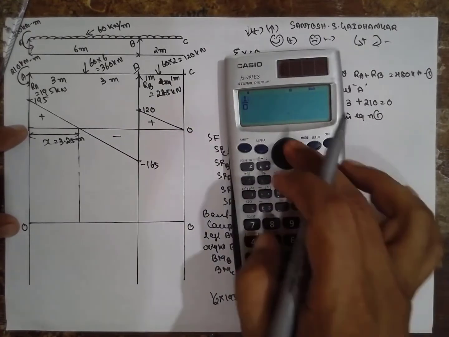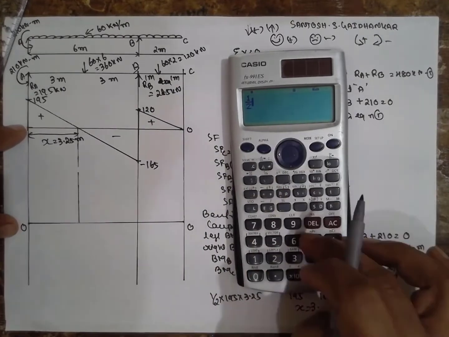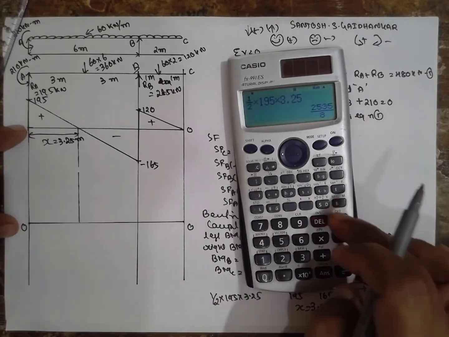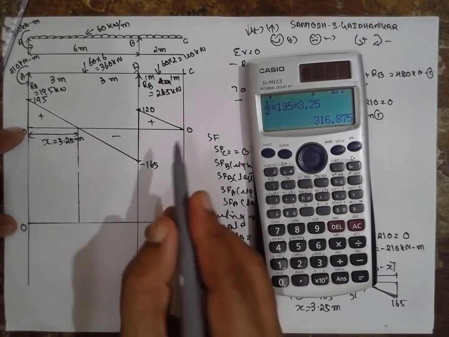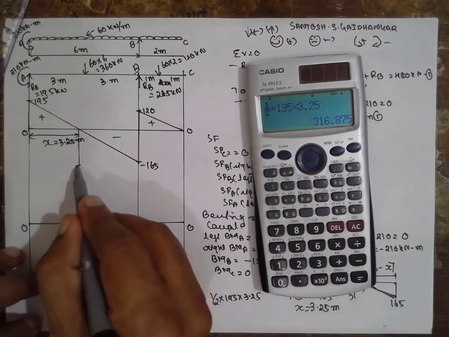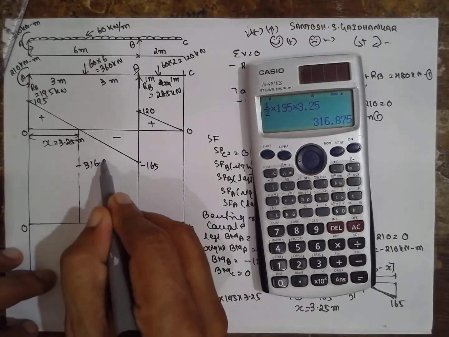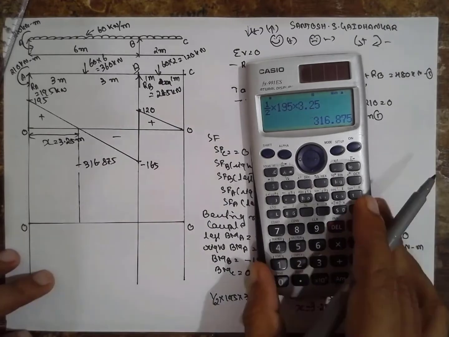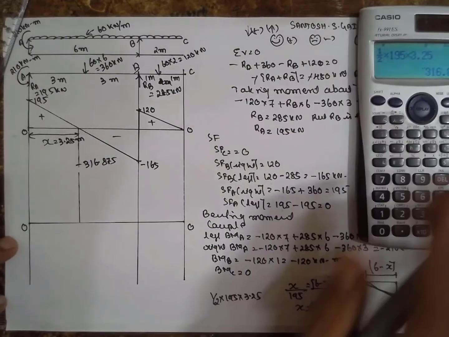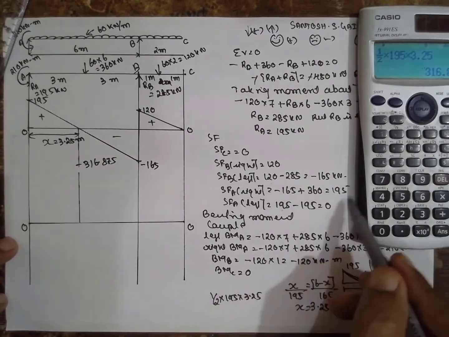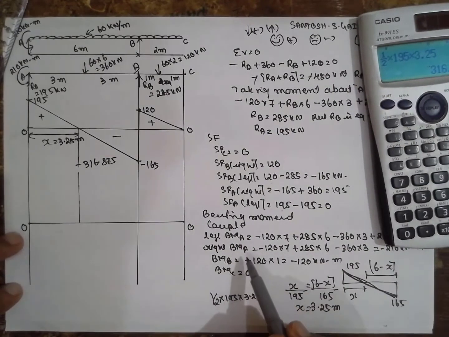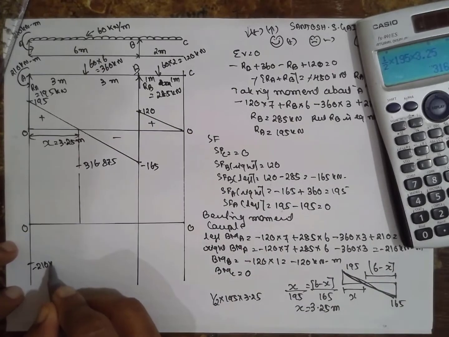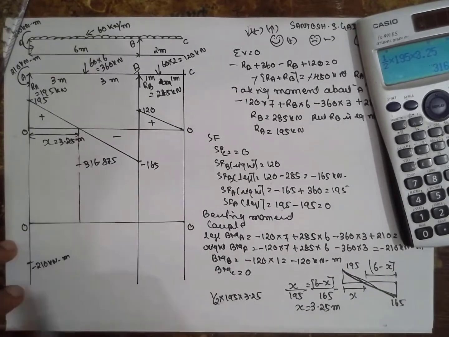1 divided by 2, 2 into 195 into 3.25. Now it is 367 plus, that means 316.875, 875 maximum. Now at the couple there are two values, A 0, one more A 210, that means 210 will be here, kilonewton meter. The maximum we have found.